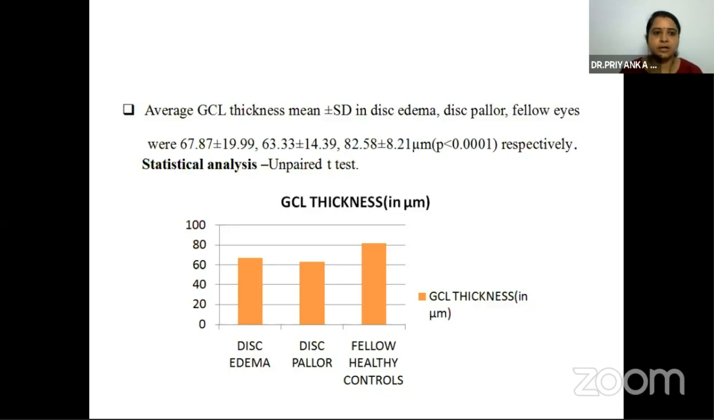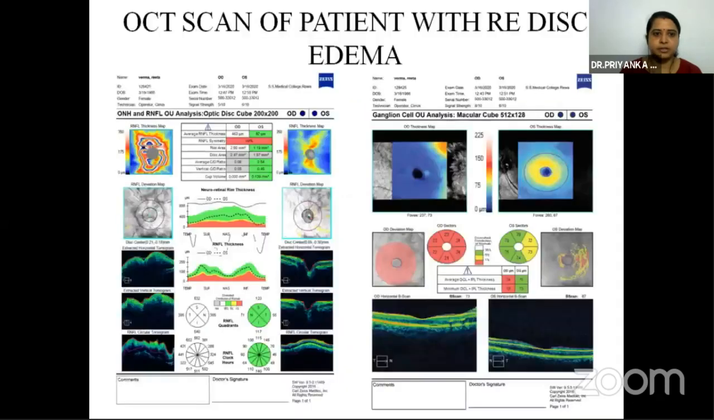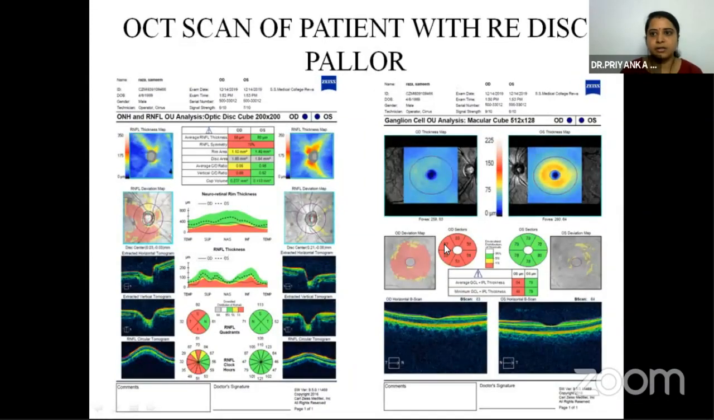The statistical analysis was done by unpaired t-test. Here is the diagram. Here is the picture showing right eye disc edema. Their overall RNFL thickness is increased and GCL is decreased. Here is another OCT scan of a right eye with disc pallor showing both RNFL as well as GCL thinning.